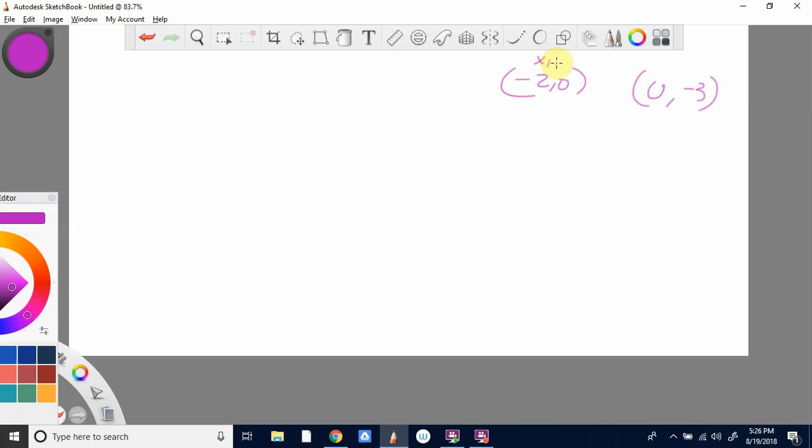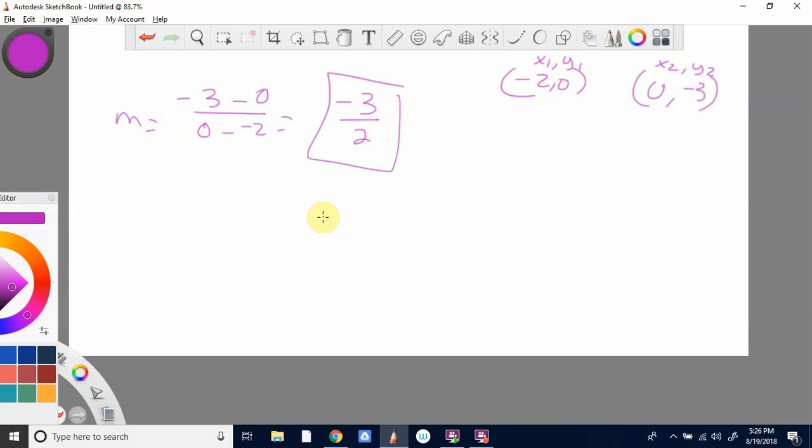So we're going to call this x1, y1 and x2, y2. So we said y2, negative 3, minus y1, which is 0, over 0 minus negative 2. So the numerator is simply negative 3. The opposite of negative 2 is positive 2, and 0 minus negative 2 is positive 2. So it's just going to be 2, or simply negative 3/2, or if you want to rewrite it, negative 1 1/2.